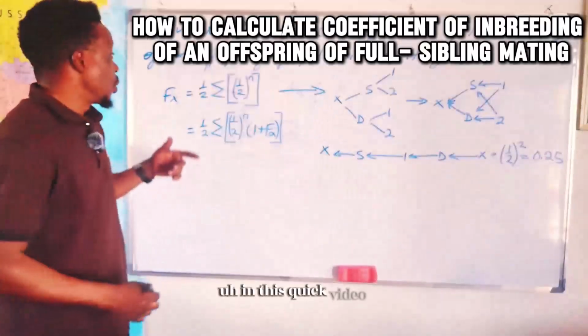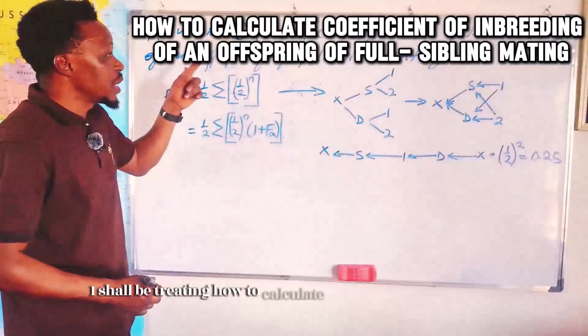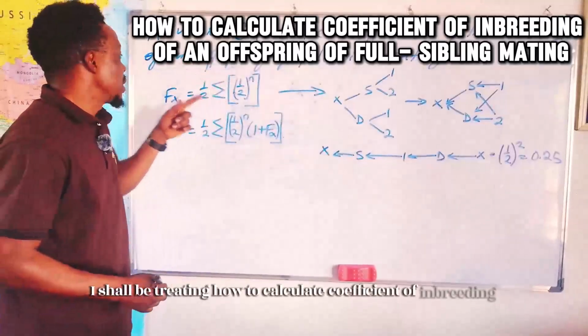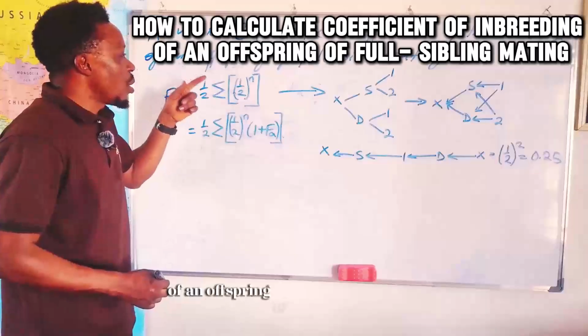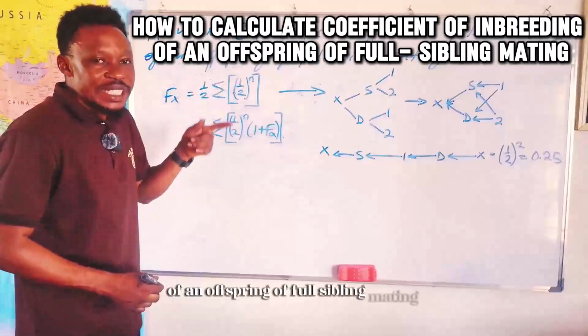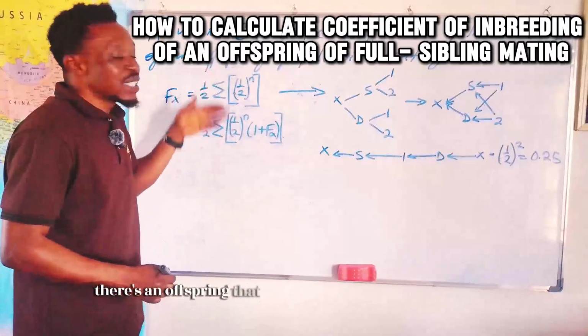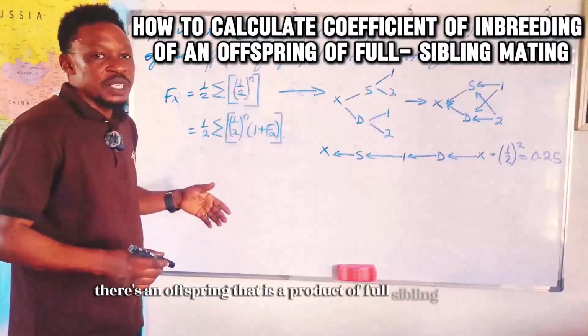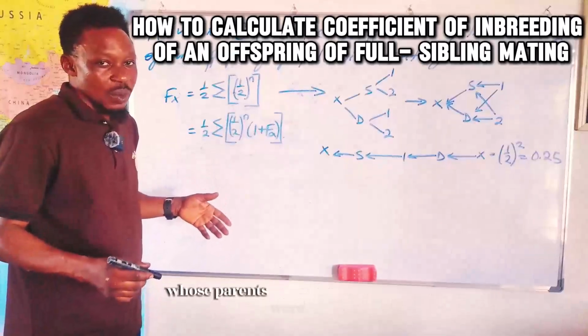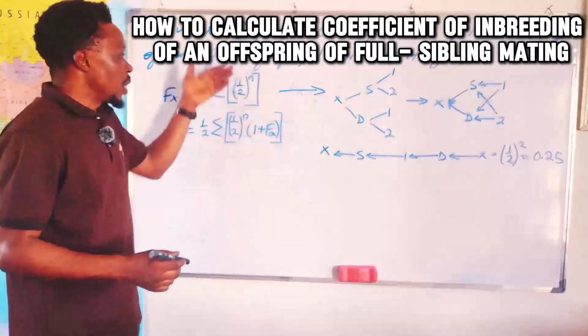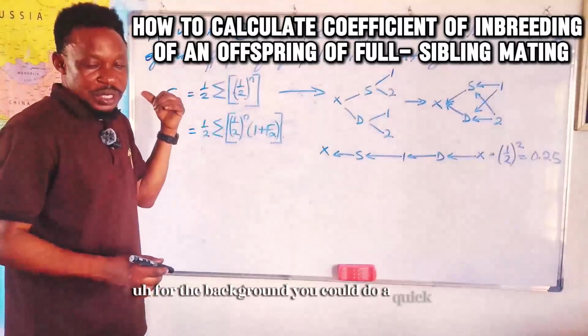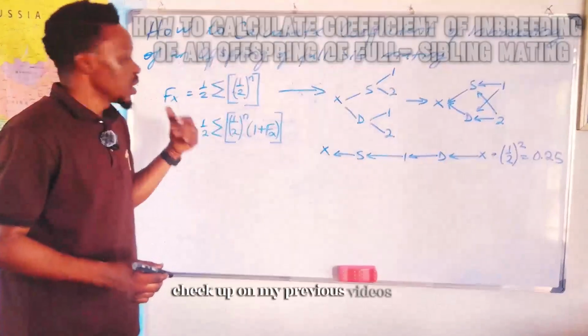In this quick video, I shall be treating how to calculate the coefficient of inbreeding of an offspring of full sibling mating. There's an offspring that is a product of full sibling mating, whose parents were full siblings. For the background, you could do a quick checkup on my previous videos.